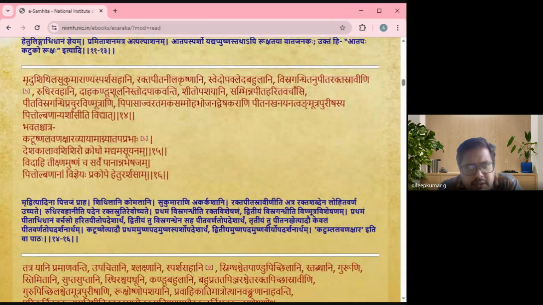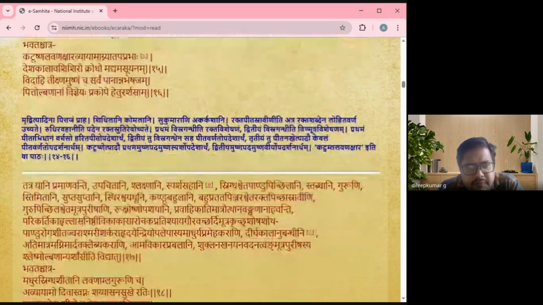So these are Pittaja Arshas Lakshanas. Rakta, Pita, Neela, Krishna color will be there. Vistragandhi, Tanu, Pita, Rakta Sravani, always associated with bleeding. Rudira Vahani means bleeding piles. So those are the Pittaja Arshas features.